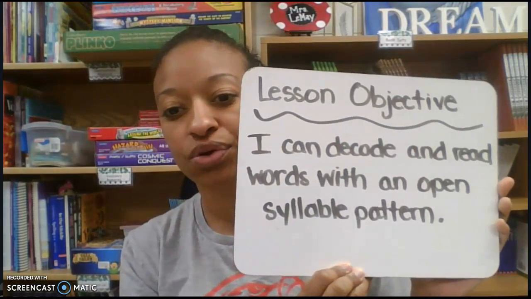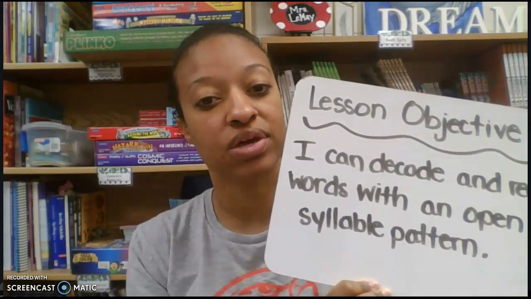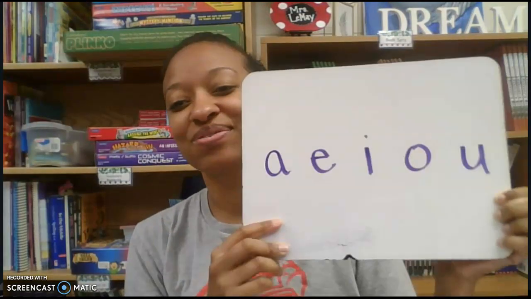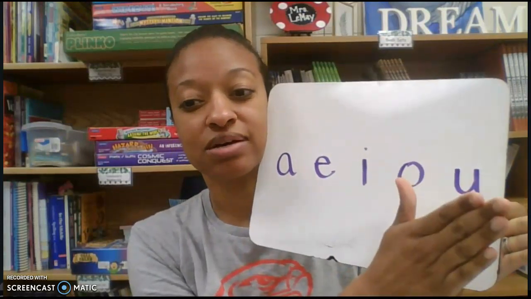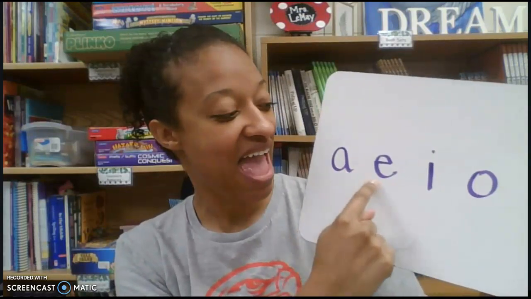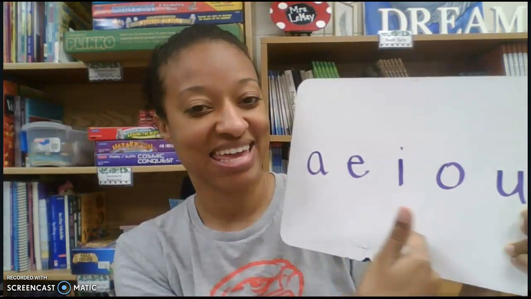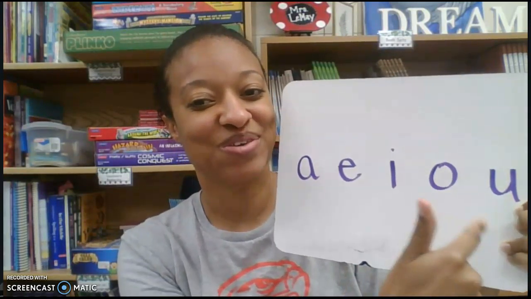Our lesson objective for today is I can decode and read words with an open syllable pattern. All right, but the first thing we need to know is what are my vowels? A-E-I-O-U. Okay, and remember my vowels make short vowel sounds and they make long vowel sounds. What are my short vowel sounds? A, E, I, O, U. What are my long vowel sounds? A-E-I-O-U. All right, we just started skill 12 with closed syllable words.